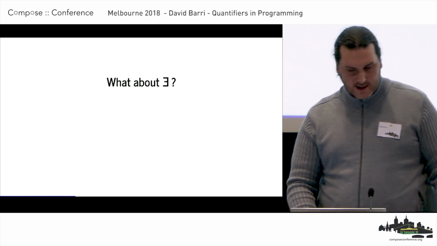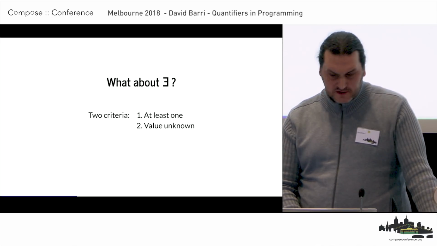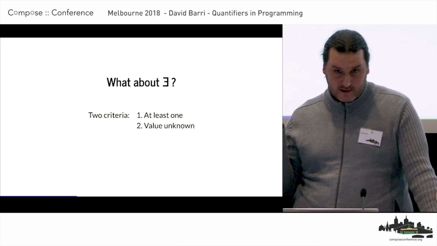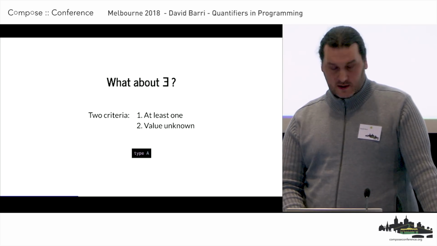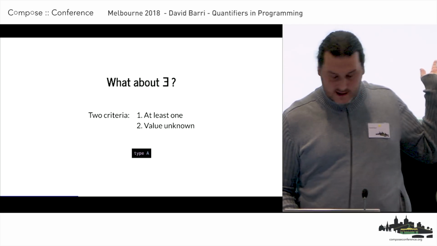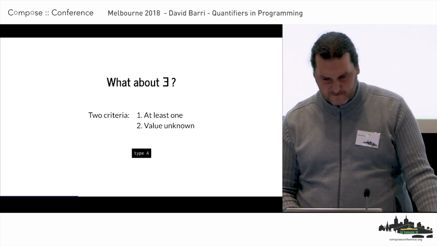Okay, so what about there exists? So remember, there are two criteria. It has to be at least one value, and that value needs to be unknown. Okay, here we go. We just declare that a type exists, type A.